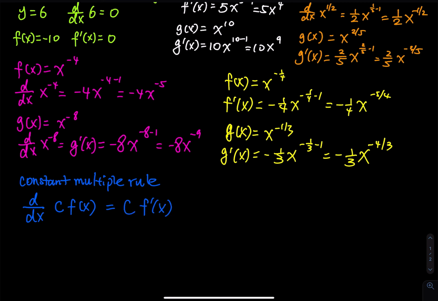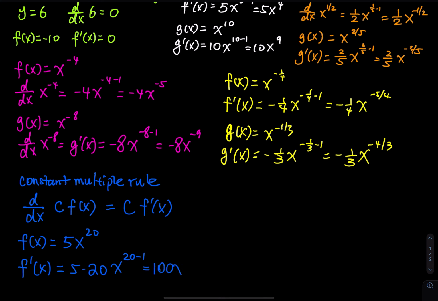So let's say we have f of x equal to 5x to the 20th power. So what is the derivative? The derivative is you leave the 5 over there. You bring the 20 down, and then x raised to the 20 minus 1. So this is 100, right? And then x raised to the 19th power.